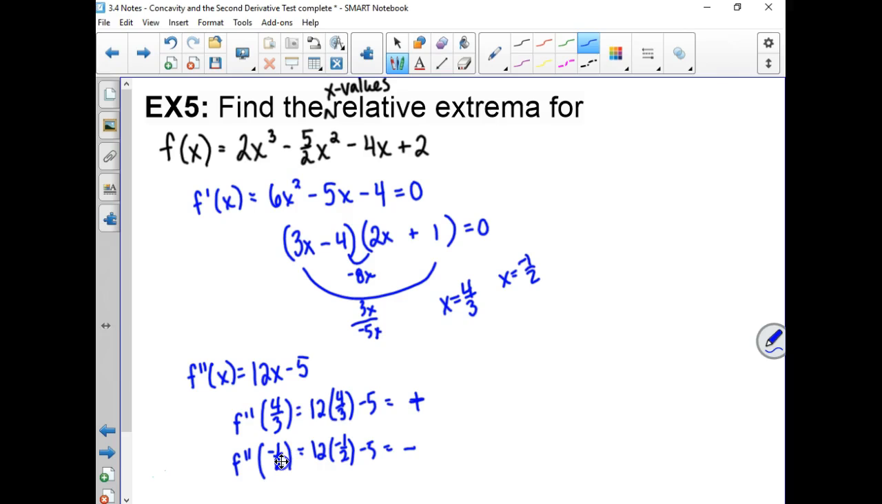So let's do -1/2 first. At -1/2, do I have a maximum or a minimum? I have a maximum because this negative right here, that second derivative being negative, tells us that it's concave down. Right? And if the graph is concave down at that point, you have a maximum. And then up here, this tells us it's concave up. Concave up means that we have a relative minimum.